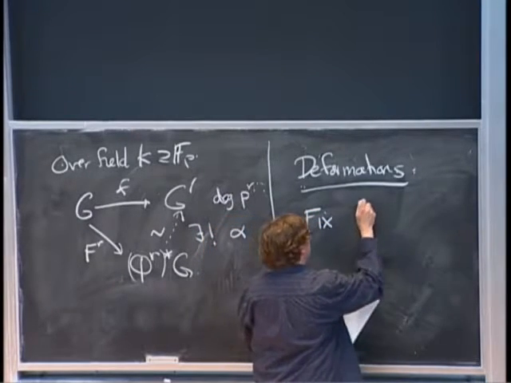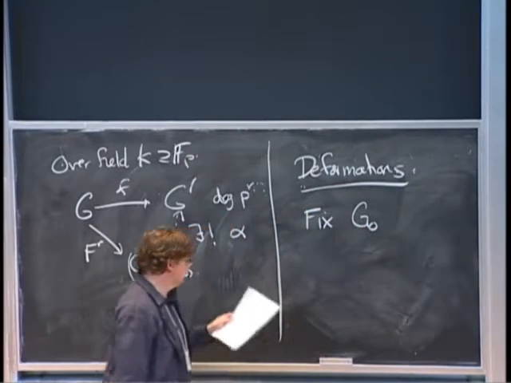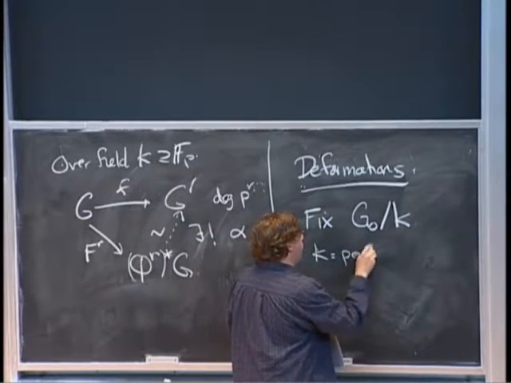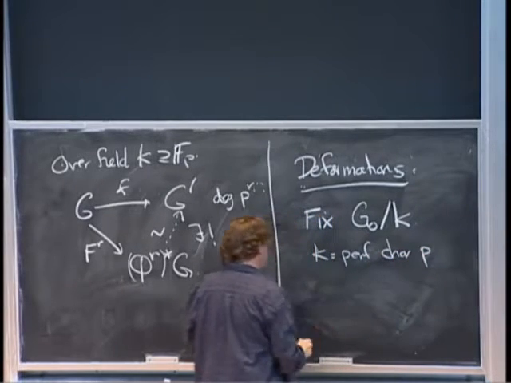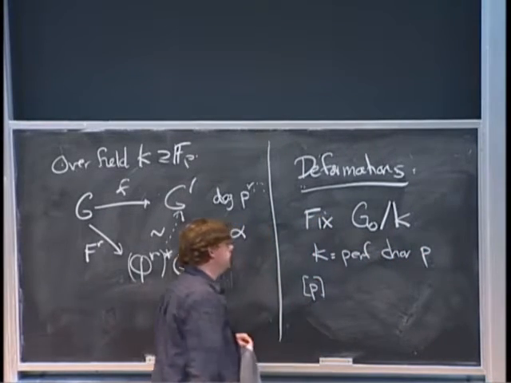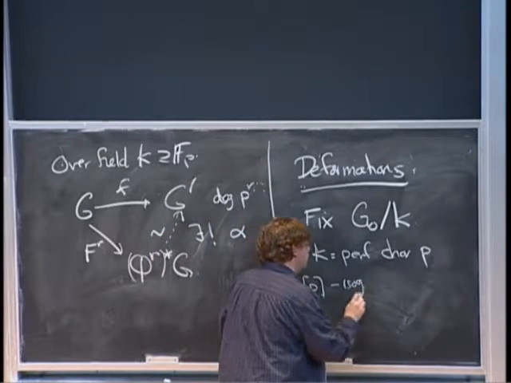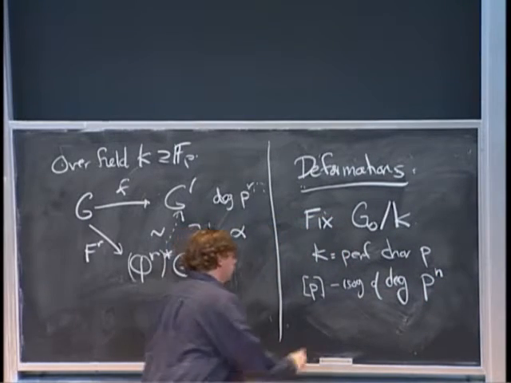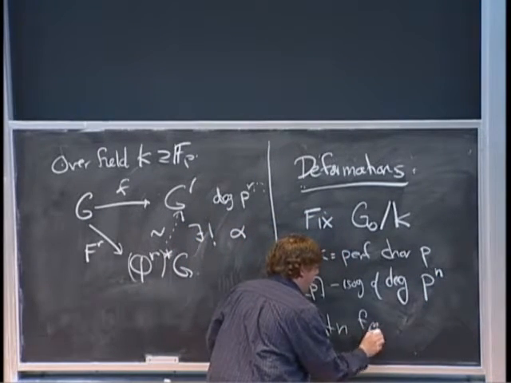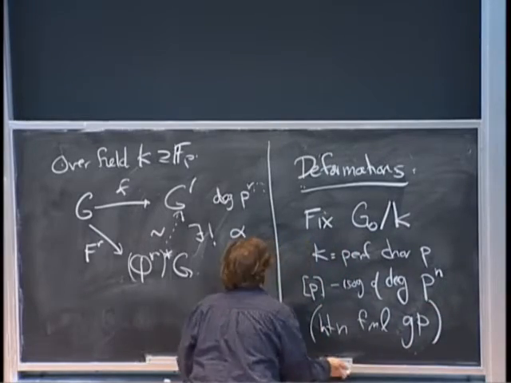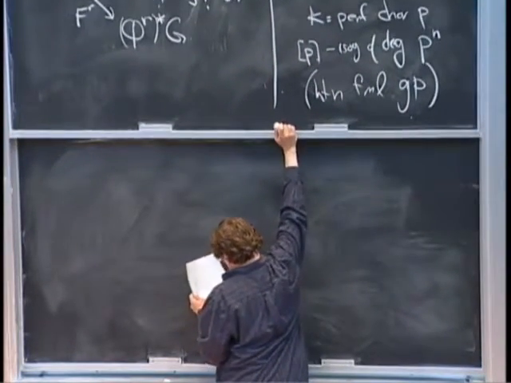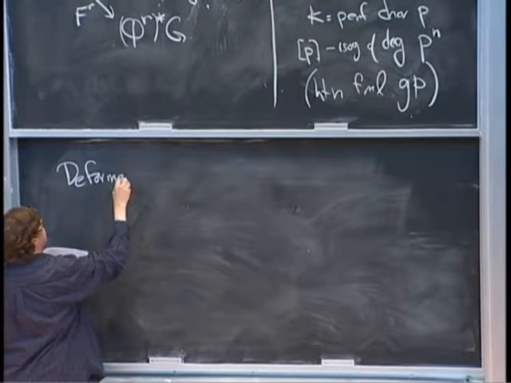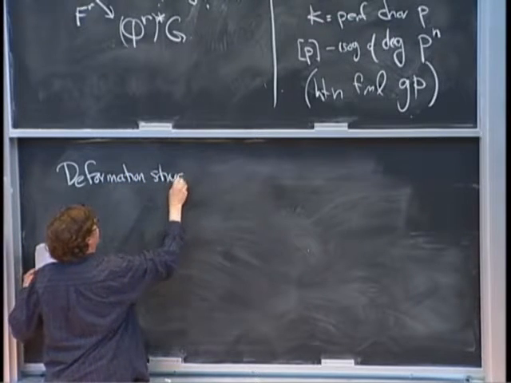I'm going to fix a single formal group, distinguished, called G0. This will live over K. So K is supposed to be a perfect field of characteristic P. G0 is going to have the property that its P series is an isogeny of degree P to the N. So it's a height n formal group. So I'm going to define the notion of a deformation structure relative to this fixed guy.